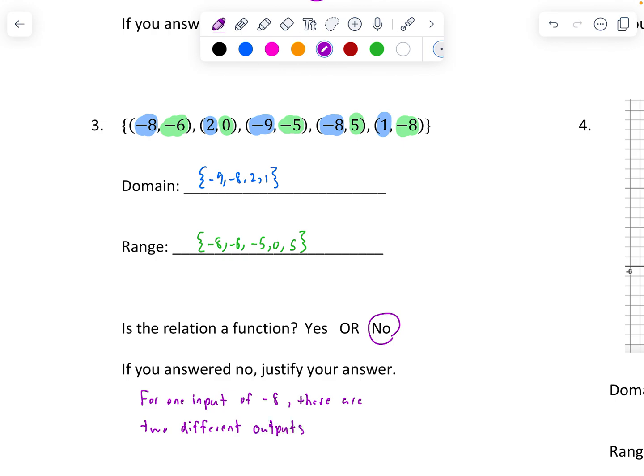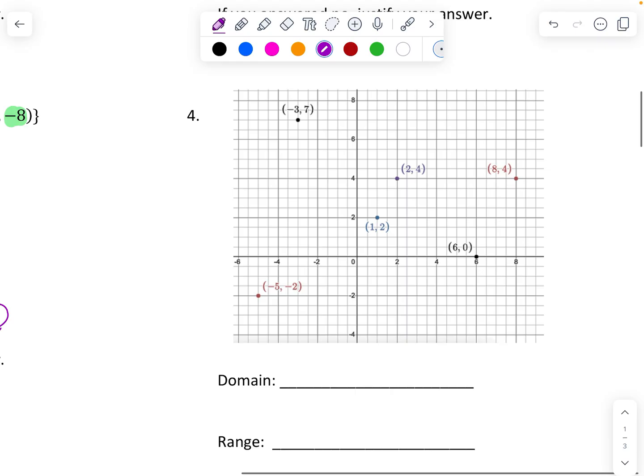Up to you. Okay, now coming over here, our domain is just all the x values that we see. That one, that one, that one, that one, that one, and that one. A little easier to write them in order from a graph because they're already going to be in order from left to right. -5, -3, 1, 2, 6, and 8.